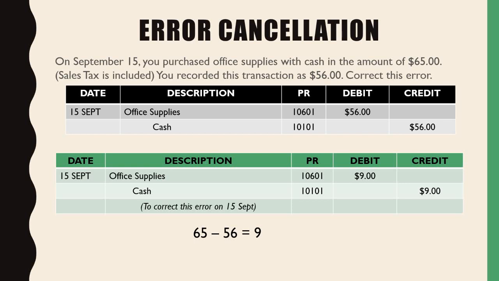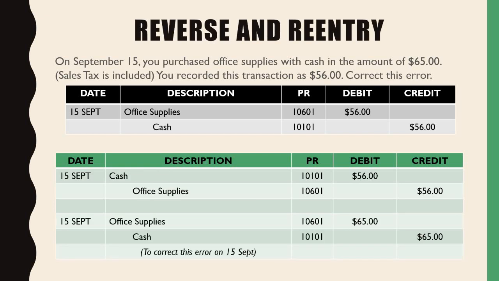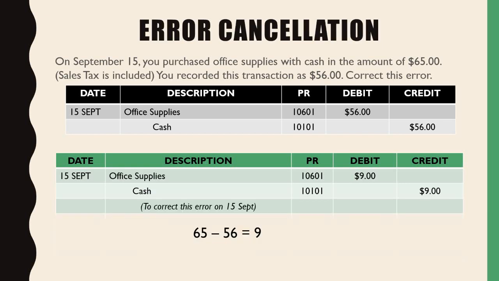But for most cases, I would recommend using the reverse and re-entry because you actually get to undo the transaction and then put it in again with the correct amount. So instead of having to guess and pick which one and think about which one was under and which one was over, all you have to do is just reverse the entry and enter it in correct. Okay? Any questions in regards to the different types of methods that you can use to fix an error in your journal?